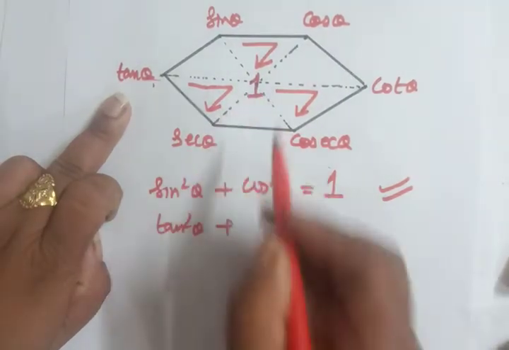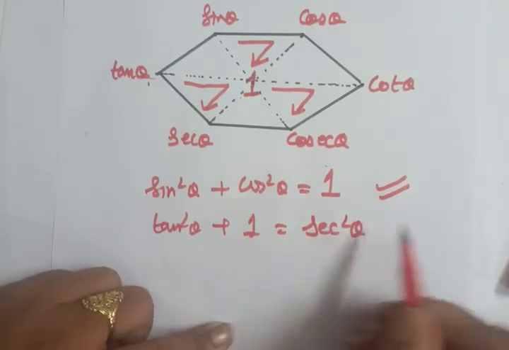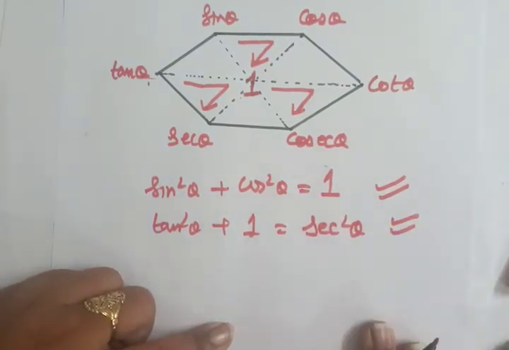Now tan square theta plus 1 is equal to sec square theta. What have we got? The second identity.